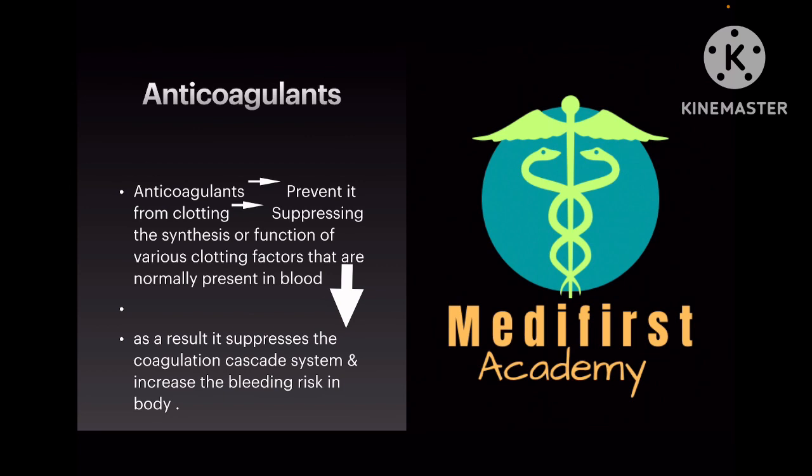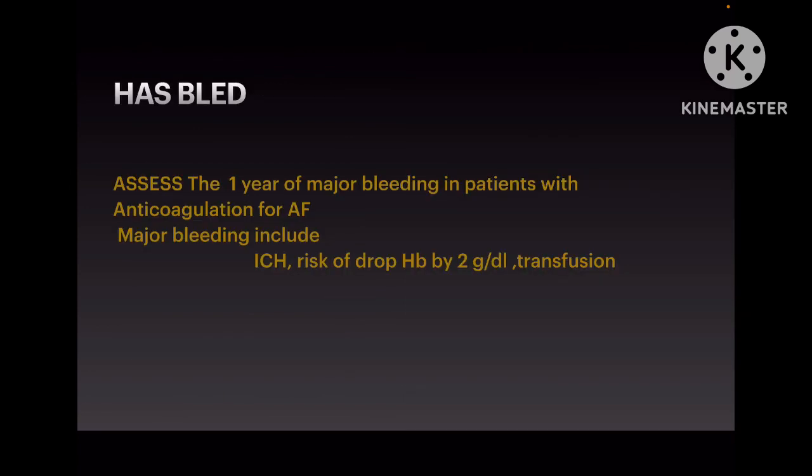So if you have a system to identify your patient's bleeding risk prior to starting the anticoagulant, that would be great. Due to this reason, this HAS-BLED scoring system was established. The HAS-BLED scoring system assesses the one-year major bleeding risk in your patient who is going to start an anticoagulant or who is already on an anticoagulant.